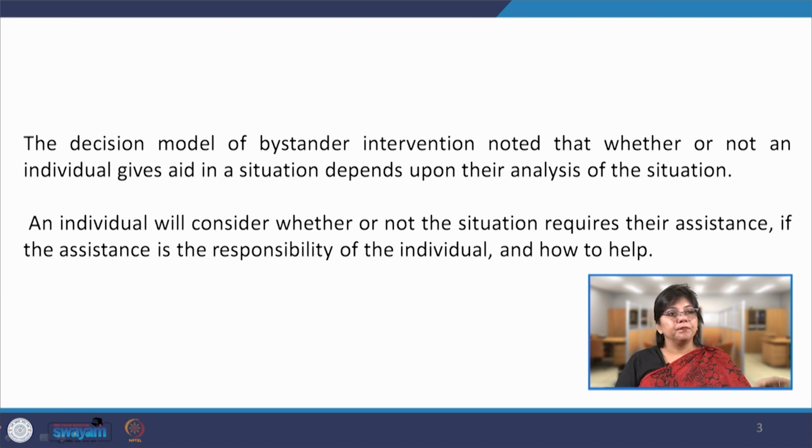bystander they will help at the burning building. A doctor knows that, or even a skilled nurse knows how to give first aid to a person on the road.